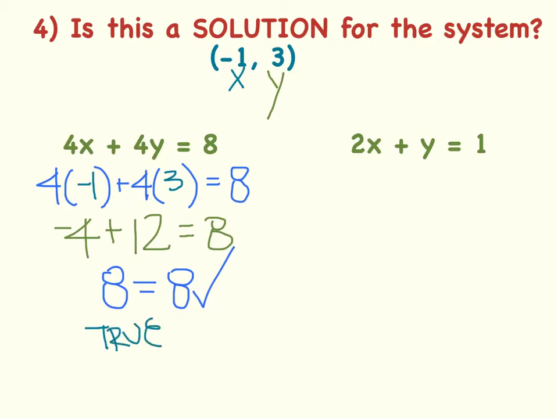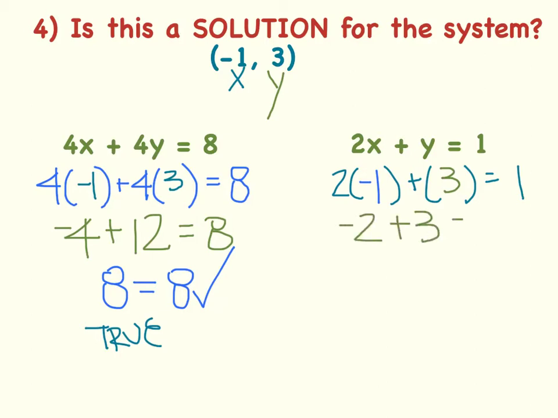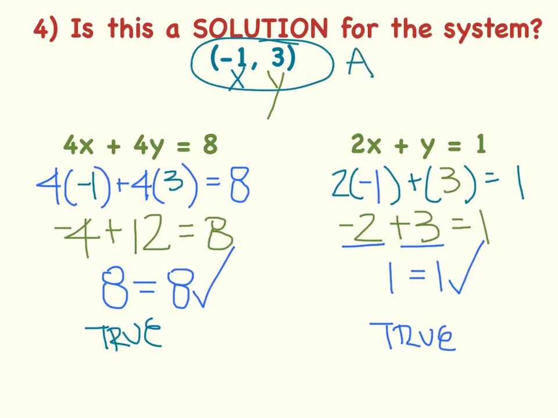But now let's make sure it works for the second equation. 2 times x plus y equals 1. Let's plug in our values. x is -1. y is 3. 2 times -1 is -2, plus 3 equals 1. Well, -2 plus 3 we can combine because they're like terms, and we get 1. So does 1 equal 1? Yes, that is true. So basically what we just discovered is this is a solution for this system.